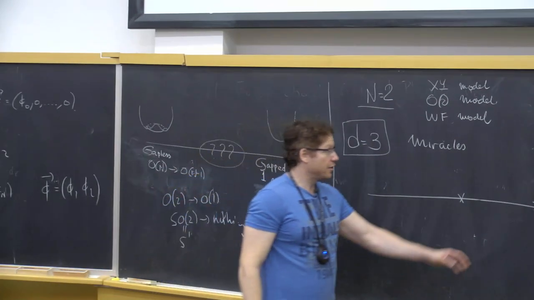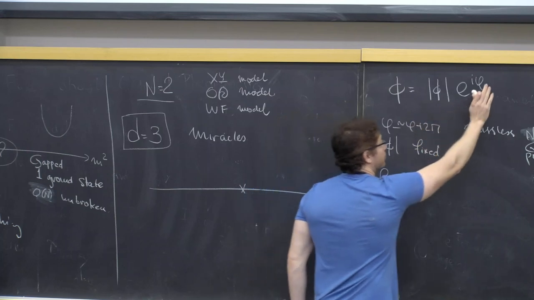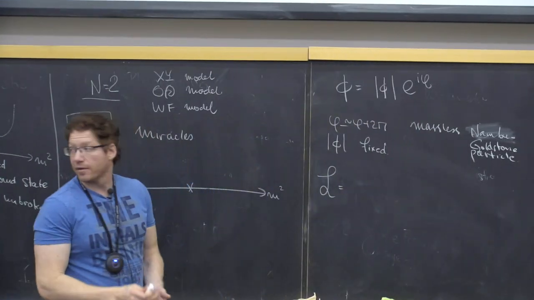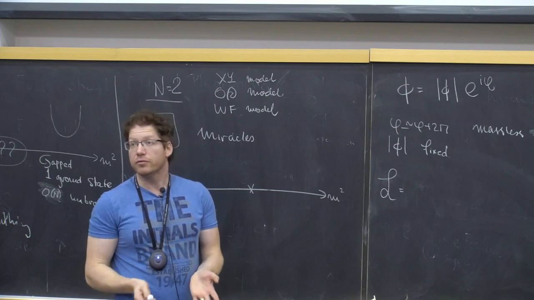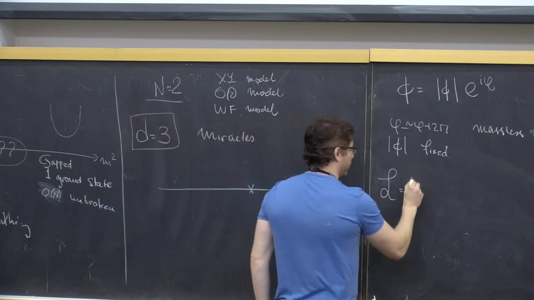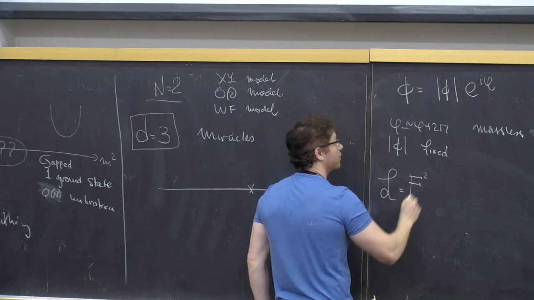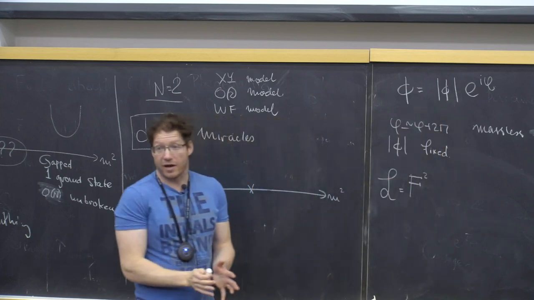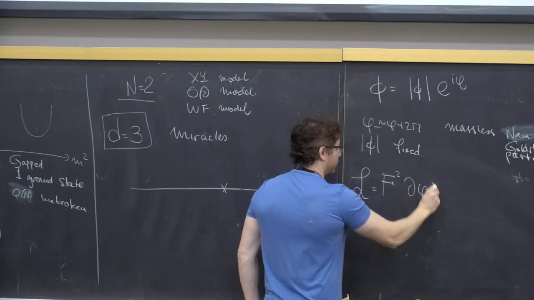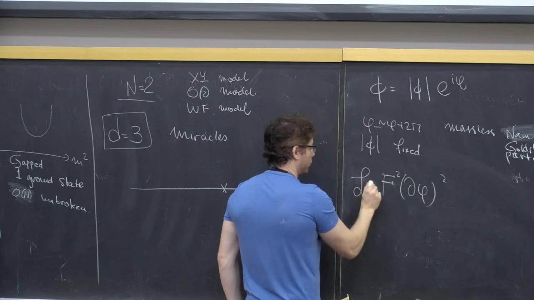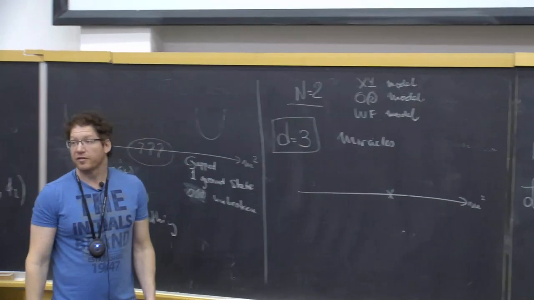To find the absolute value of phi, we just minimize the potential. So what is the Lagrangian for varphi? The Lagrangian for this guy is given by some coefficient, which is dimensionful. It's sometimes called f squared. This is some fixed dimensionful coefficient that has to do with the value of phi. It's just fixed. And then there is a kinetic term, d varphi squared. And if you want, you can put a half. So this is our effective Lagrangian.